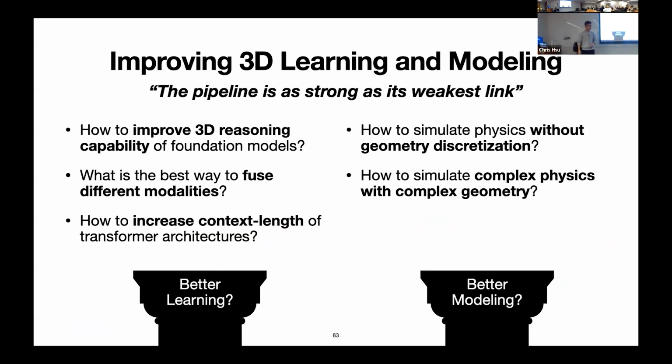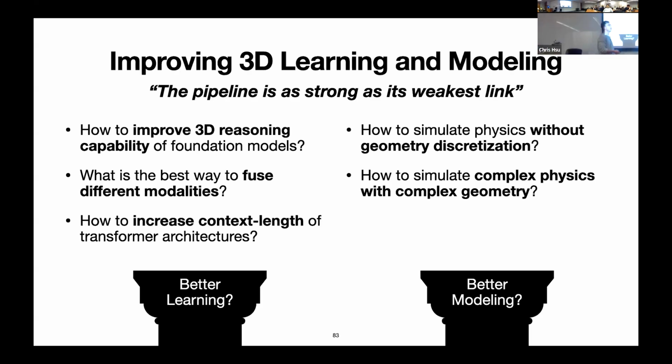And of course, the pipeline is only as good as its weakest link. So in both the modeling as well as the learning side, there are still potentially weak links that we need to improve. For example, on the learning side, should we use 3D as another modality, or are we satisfied with inputting only images or tokens? What if we want to input 3D, do we need to increase the context length? Because a lot of 3D data is fundamentally very long context, but sparse.